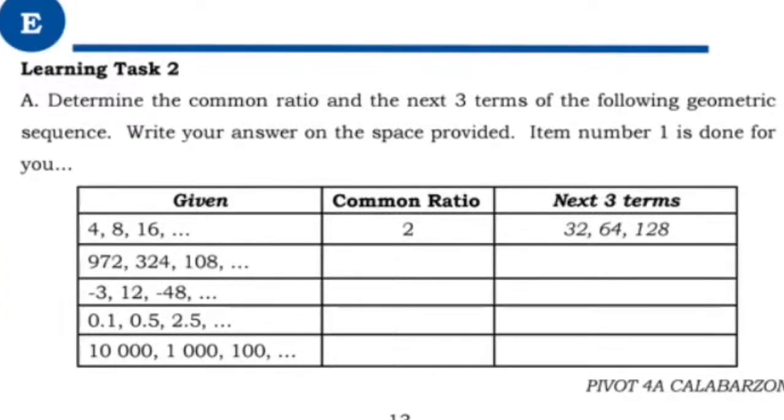So, meron tayo ditong activity. So, determine the common ratio and the next three terms of the following geometric sequence. Write your answer in the space provided. Item number 1 is done for you. So, first one, 4, 8, 16. So, 16 divided by 8 is 2 and 8 divided by 4 is 2. So, the common ratio is 2. So, para makuha natin yung next three terms, first, multiply natin yung 16 times 2. That will be 32. Then, times 2, 64.